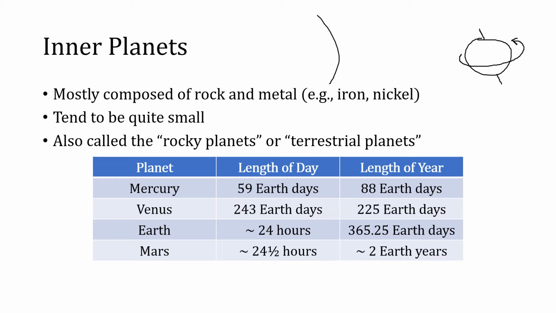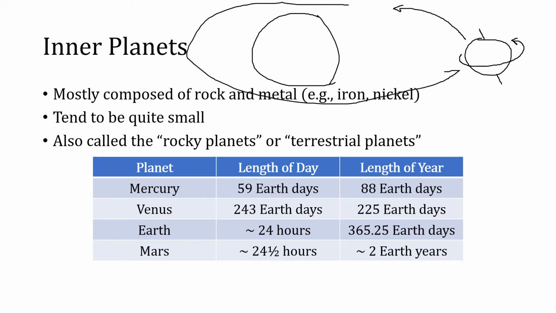And so that rotation period is the length of a day, and the revolution period is the time it takes to orbit the sun. So the whole planet moves around the sun. If this was the sun, then the whole planet would go around and then come back, and that is the time it takes for 1 year to pass.